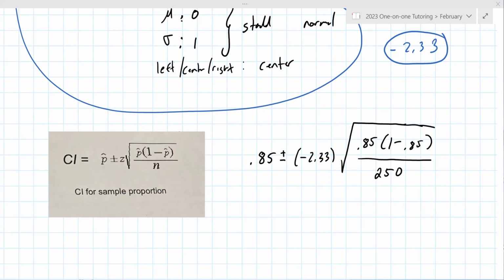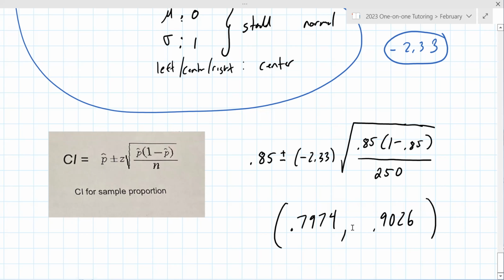For the plus, I got 0.7973. Yeah. Yep. Good. For the other, and then for the second one, I got 0.9026. Good. Really good.